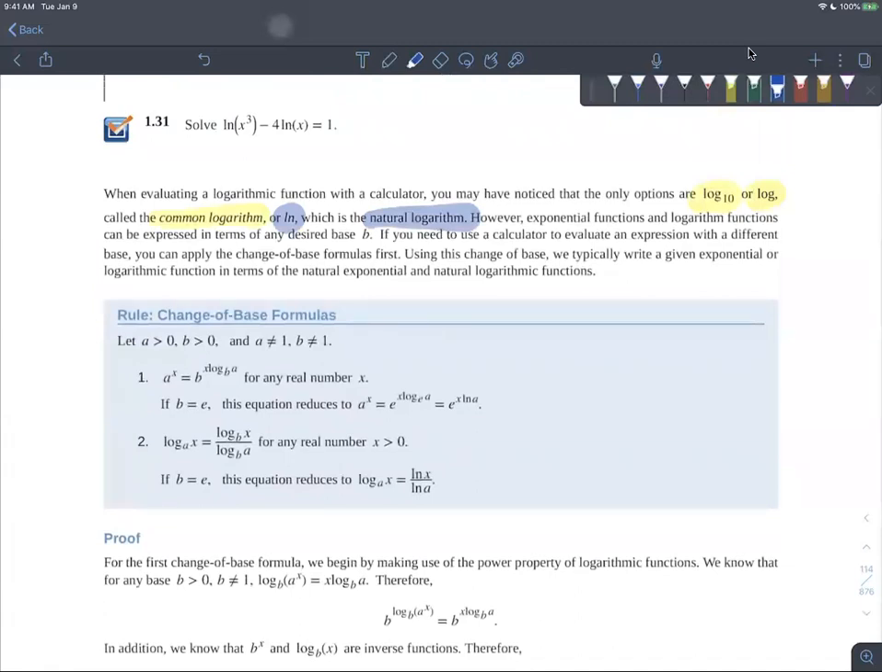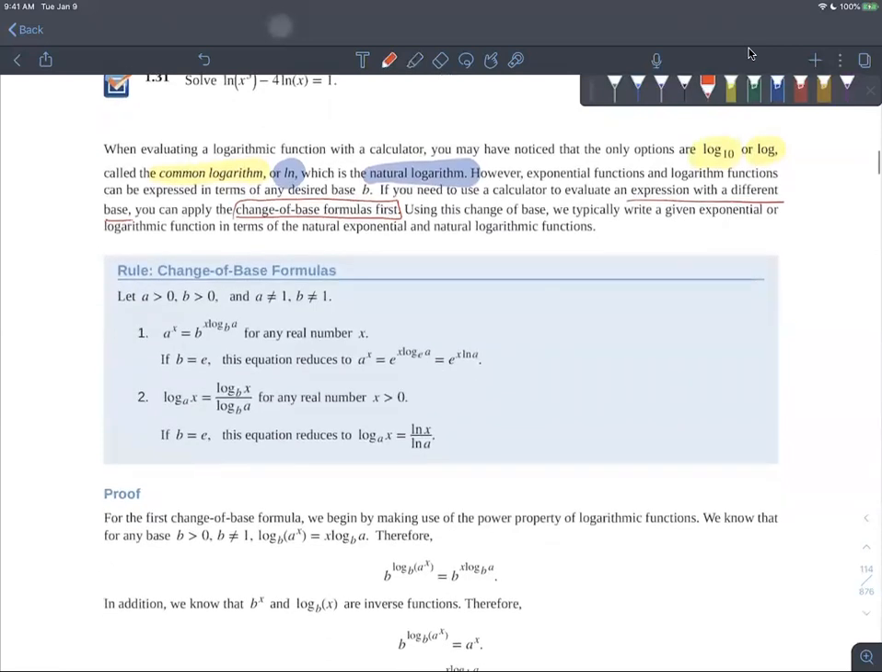However, exponential functions and logarithmic functions can be expressed in terms of any desired base b. So what do we do with log base 2? Well, it says if you need to use a calculator to evaluate an expression with a different base, you can apply the change of base formulas first. Using this change of base, we typically write a given exponential or logarithmic function in terms of the natural exponential and natural logarithmic functions. So there are two of these formulas. For the sake of time, maybe we'll just go over one of them.